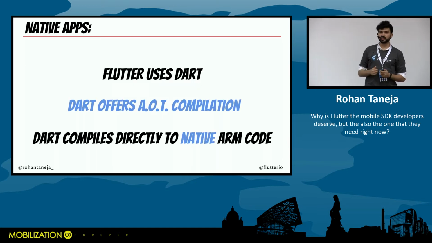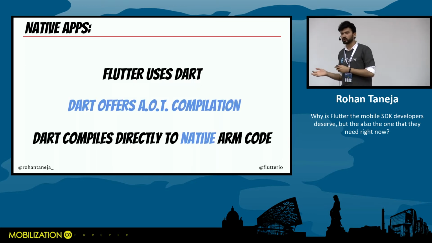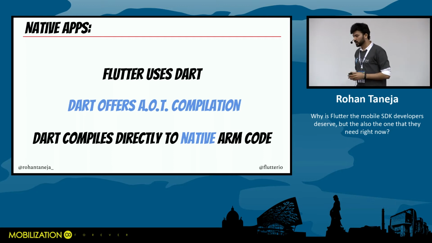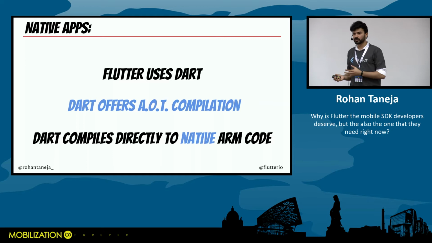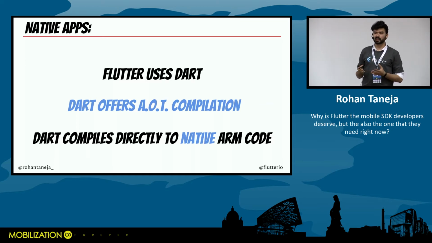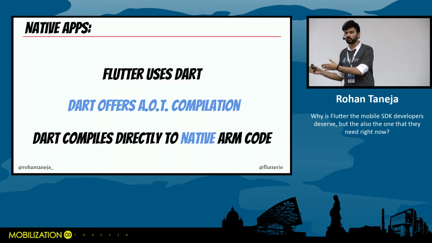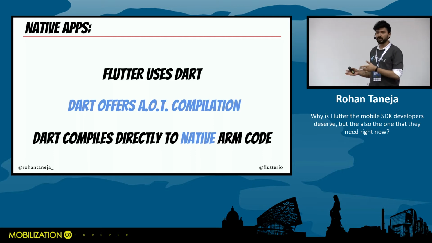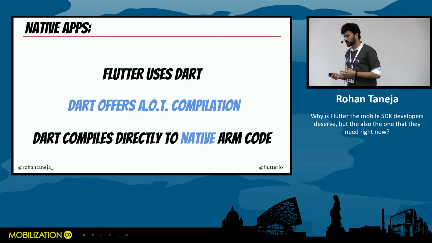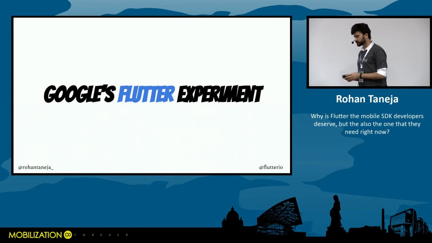But still, how does it do native apps if it's not using any of the native Android and iOS views? So again, this is possible because of an amazing advantage that Dart offers. Dart gives you ahead of time compilation. What that does is that it compiles directly to native ARM code for both Android and iOS. There's no intermediate layer in between. So there's no reason why it can't have ARM code. And since it directly compiles to machine code, that's what native is. That's why Flutter apps are native.